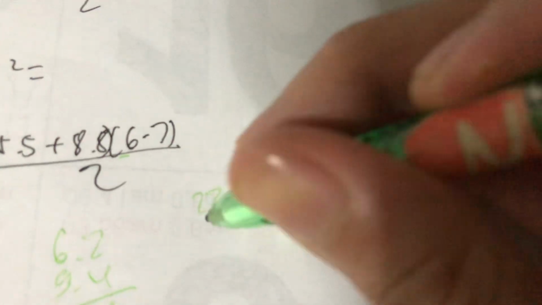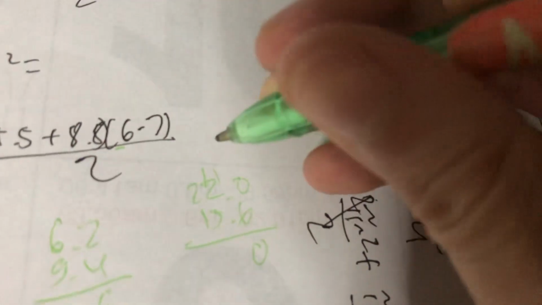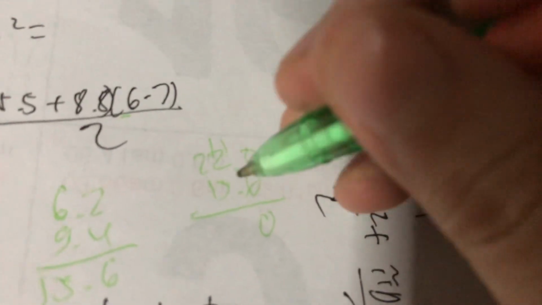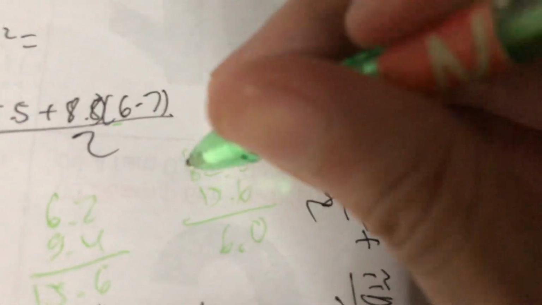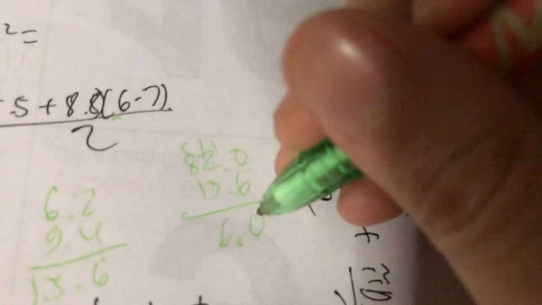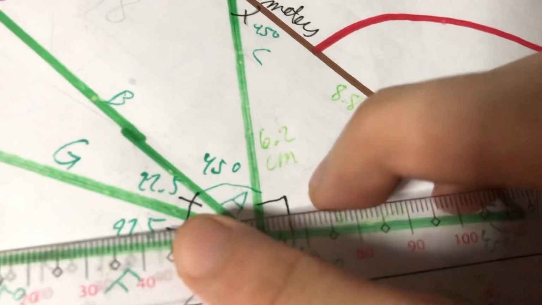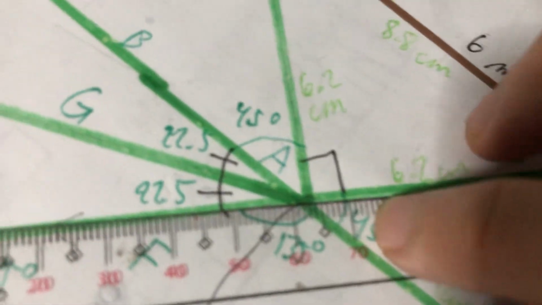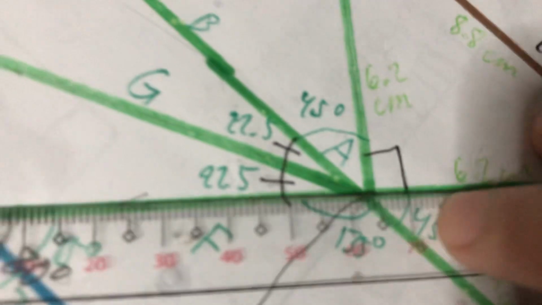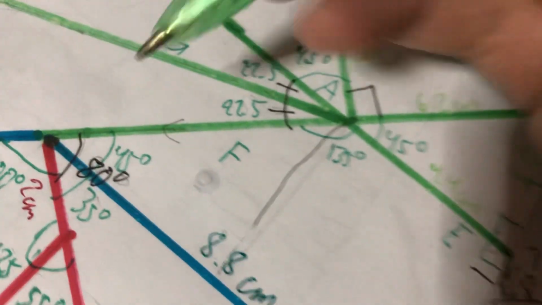Now, 22 minus 15.6. 11 minus 15 equals, ano to? 6. And then 1 minus 1, so 6 na lang to. 6.6. So therefore, the measure of this side must be 6.6. Am I right? Almost. Almost na, pero di sakto. But okay lang yan.